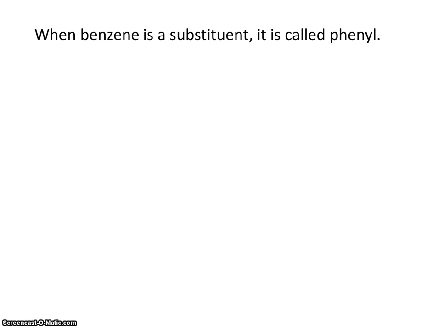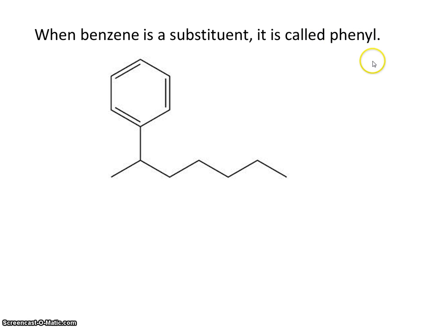Now sometimes benzene is a substituent. When benzene is a substituent, it's called by the name phenyl. For example, here we have a parent chain. Looks like a pretty long chain. Let's count them. 1, 2, 3, 4, 5, 6, 7.